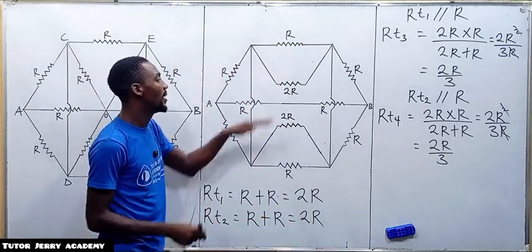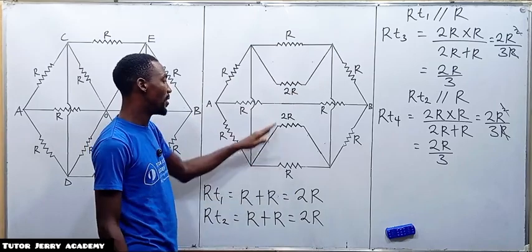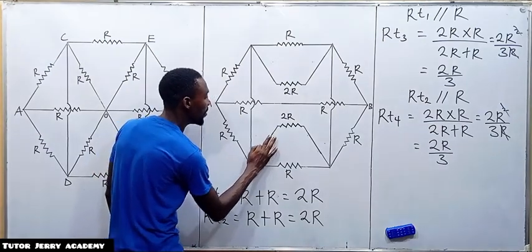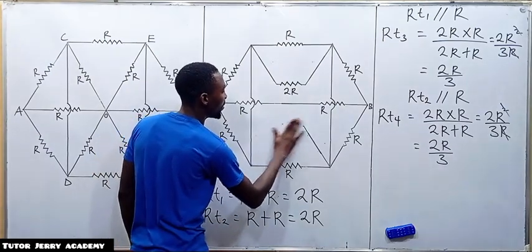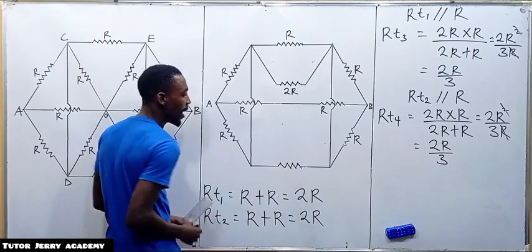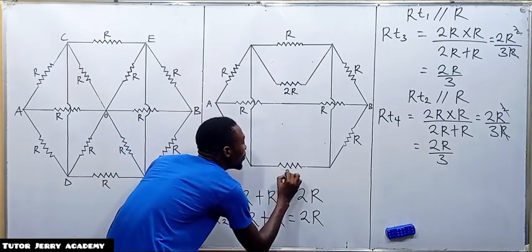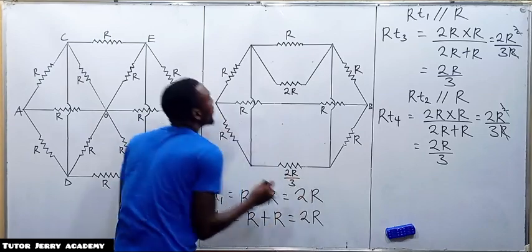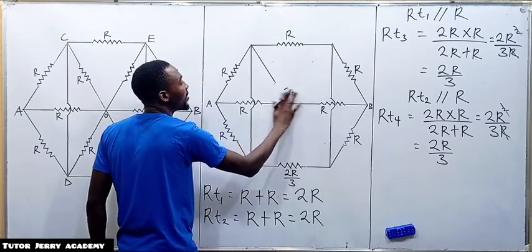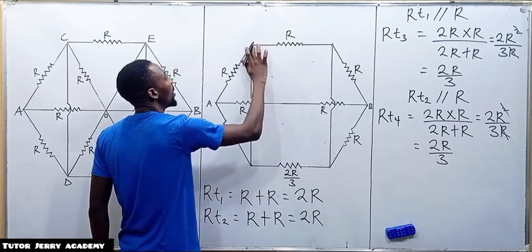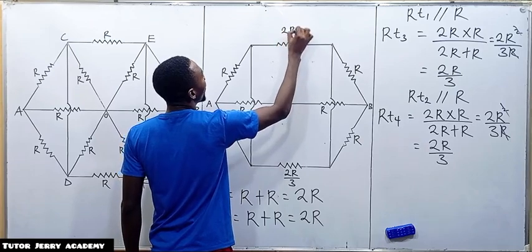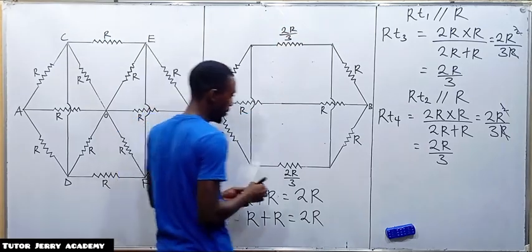Now that we have combined this and this giving us 2R over 3, this and this is also giving us 2R over 3. So we can therefore remove this. We can replace this R with 2R over 3. So this is going to be replaced with 2R over 3. So we are removing these two as well. I hope you can see how interesting this stuff is, one after the other. So this is going to be 2R all over 3.